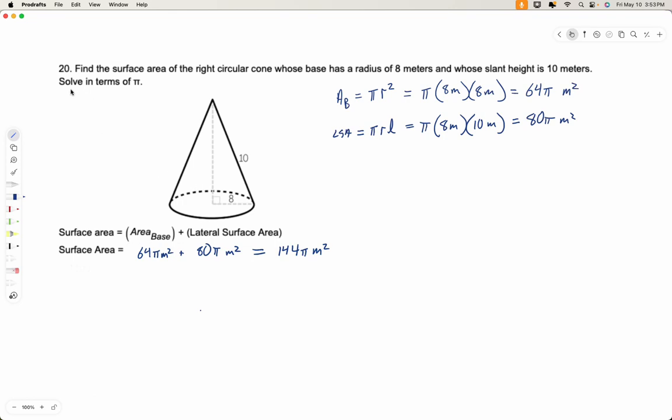All right, it tells you to answer in terms of pi. That means don't put in 3.14. Leave it as pi. We want to know the relationship of the coefficient to the symbol pi. So we don't calculate pi. Whenever you see it say this, you don't calculate pi. Okay? You just leave it as the symbol.